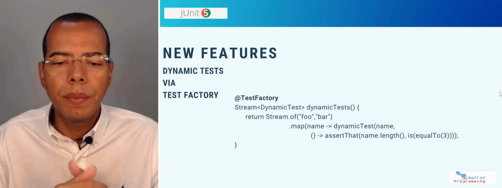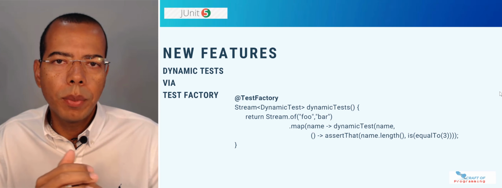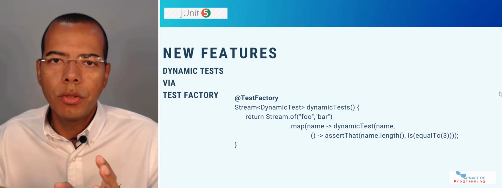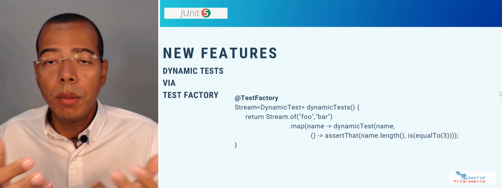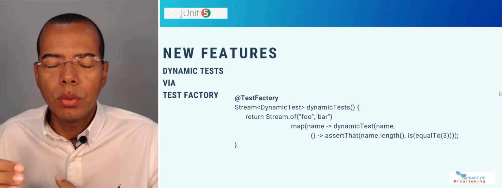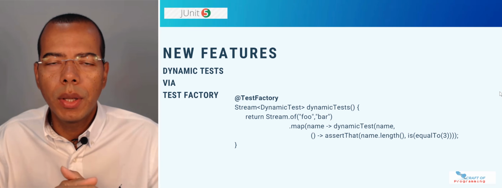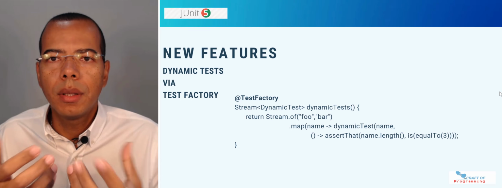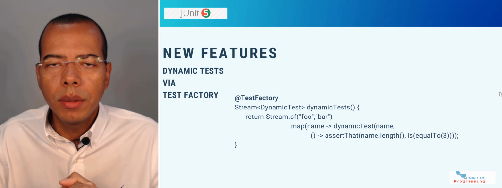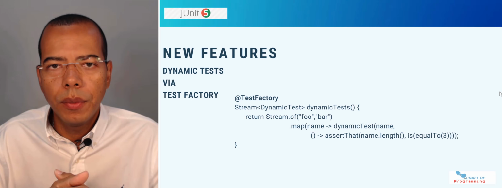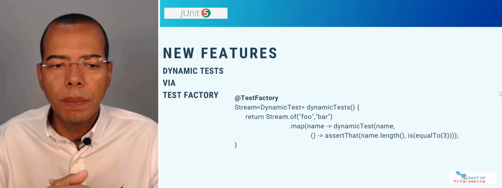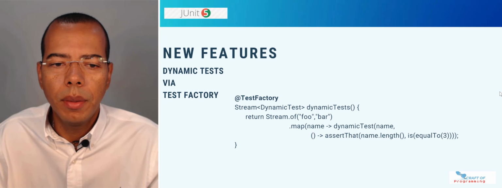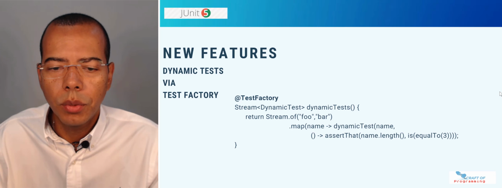So as you can see here, this is slightly similar to parameterized tests in that we have a bunch of inputs that we are passing to a test. Here you are actually creating the test body on the fly dynamically. So this is a really useful feature that I think makes JUnit 5 a very powerful testing framework.